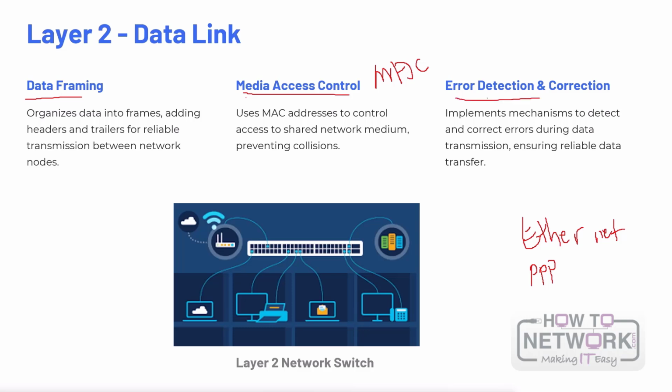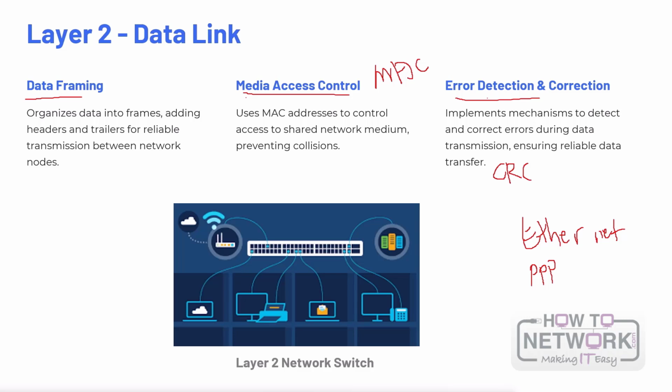Third concept is error detection and correction. The data link layer implements mechanisms to detect and correct errors that may occur during data transmission. It uses error detection codes like CRC, or the cyclic redundancy check, to verify data integrity.